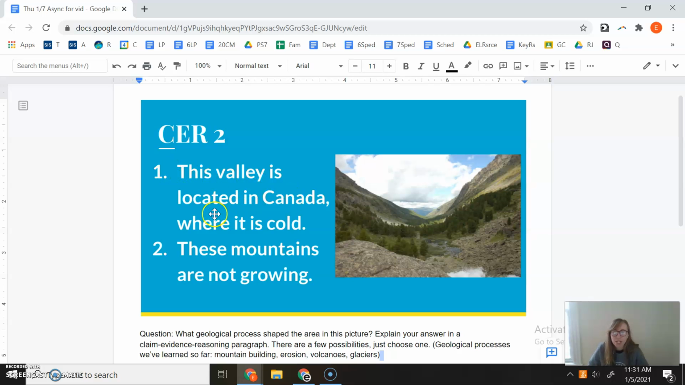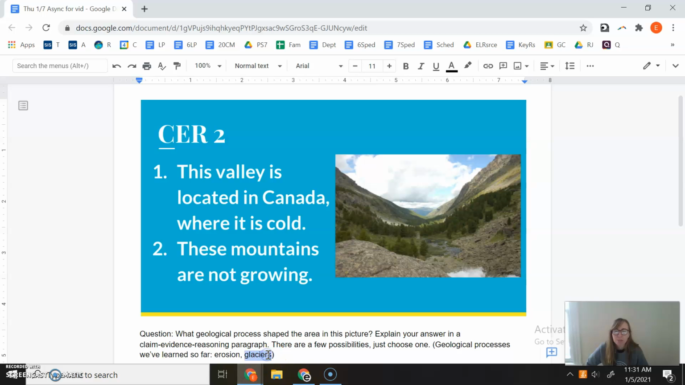This valley is located in Canada where it's cold. That doesn't really get rid of any of these possibilities. That could be all of them. And then the mountains are not growing. Okay, cool. If the mountains aren't growing, then it can't be mountain building. Still could be erosion, could be volcanoes, but I don't have enough evidence because I can't definitely say that this is igneous rock. So I don't really want to have to defend that, even though it could be volcanoes. I also don't see a definite volcano shape. So I'm going to get rid of volcanoes.